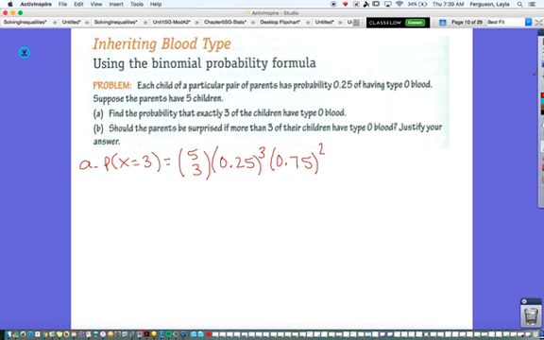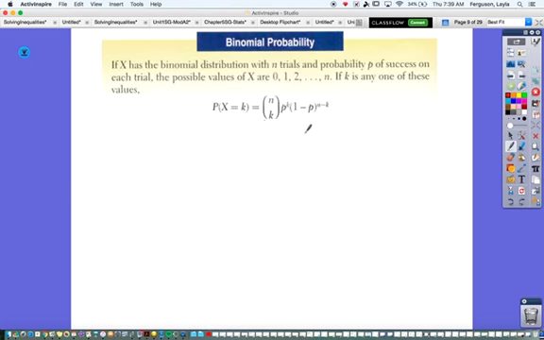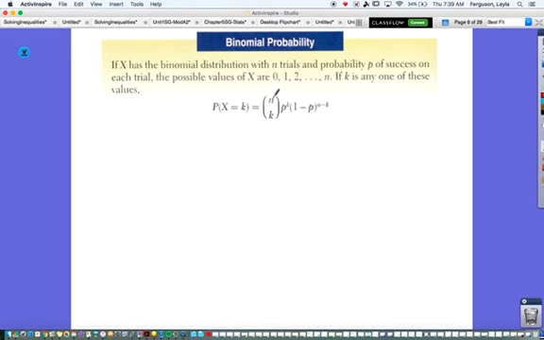Now, all of this came from this formula. So n was the number that I had, which we said was 5. k was the number that I'm worried about being a success, which we said was 3. The probability that we have a success was the 0.25, which is the probability of having type O blood. The k represented the 3, because that's how many people we were looking at having type O blood. We do 1 minus the probability, so 1 minus the 0.25, which gave us the 0.75. And then we do n minus k, so we do 5 minus the 3, which gives us 2.